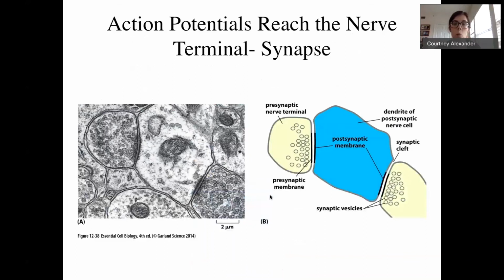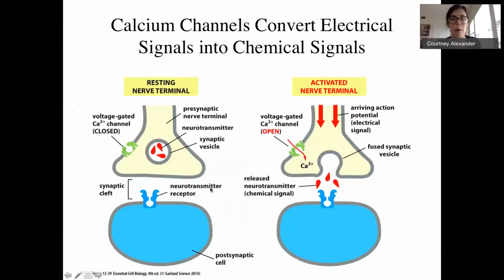Now, what happens when the action potential reaches the axon terminal, or the synapse area? This is an electron micrograph showing you that synapse. We've got a presynaptic nerve terminal full of vesicles, which are those little membrane bubbles. We talked about this already when we talked about muscle contractions. Think back to that motor neuron. The action potential arrives and it opens up voltage-gated calcium channels.